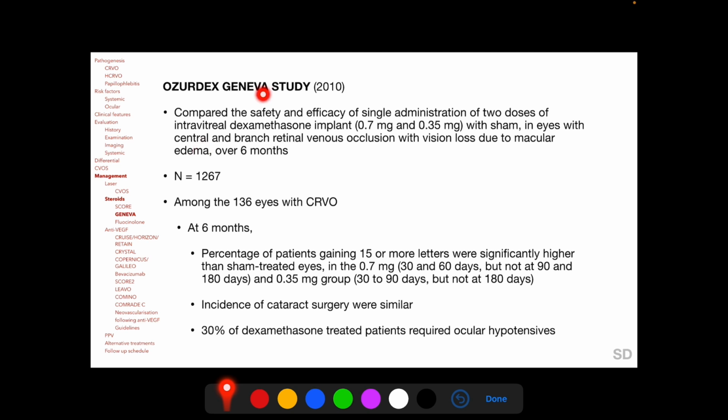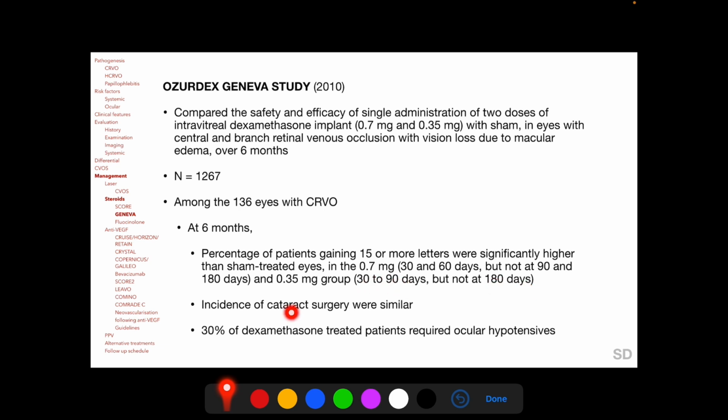The GENEVA study included a total of 1267 patients, and among the 136 eyes with CRVO, the study found that at 6 months, the percentage of patients gaining 15 or more letters was significantly higher than sham-treated eyes in the 0.7 mg dexamethasone implant group at 30 and 60 days, but not at 90 and 180 days, and also in the 0.35 mg group at 30, 60 and 90 days, but not at 180 days.